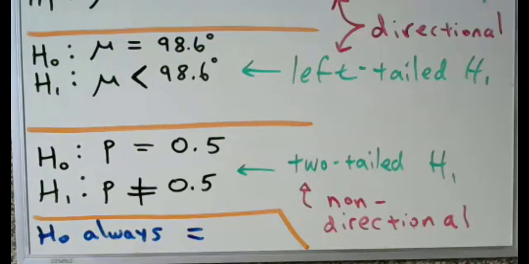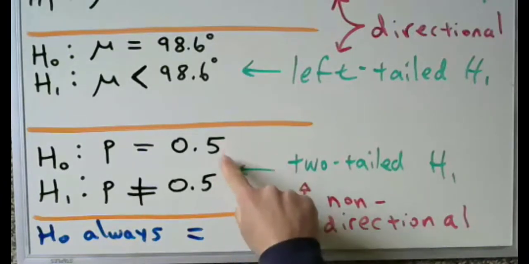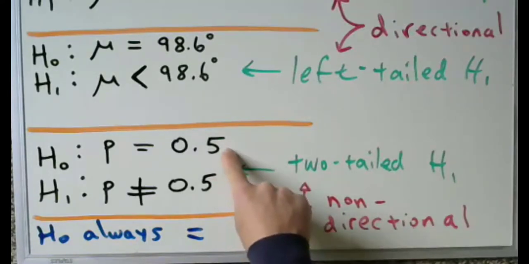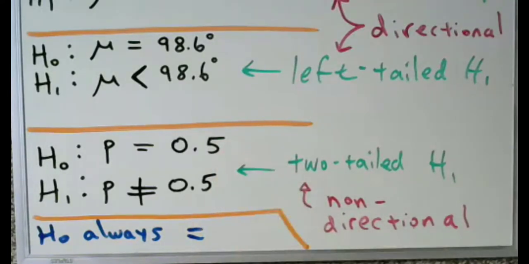And there's a number that is written here, and that number gets written the same for both the H0 and the H1. That's going to conclude this video about the structure of a null and alternative hypothesis. And in the next video, we'll look at the next step.